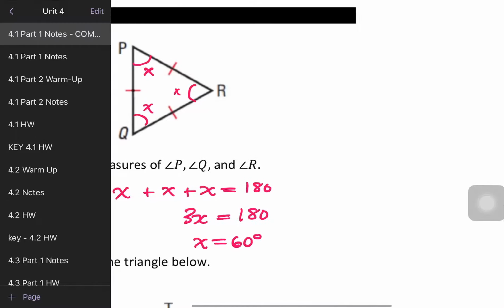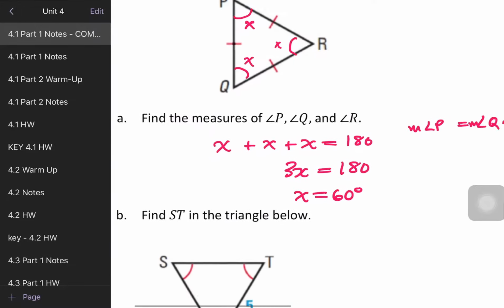So the measure of angle P plus the measure of angle Q plus the measure of angle R should all be equal. I'm putting plus signs there. They should all equal 60 degrees.